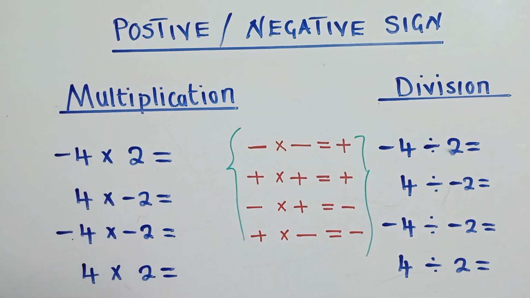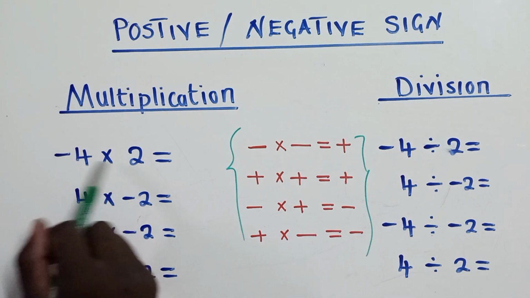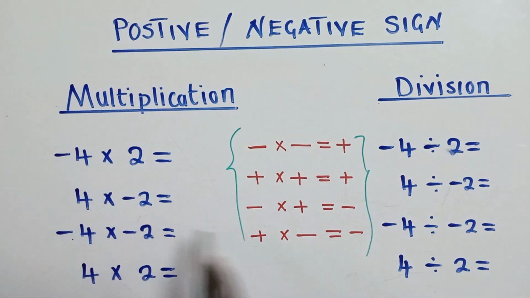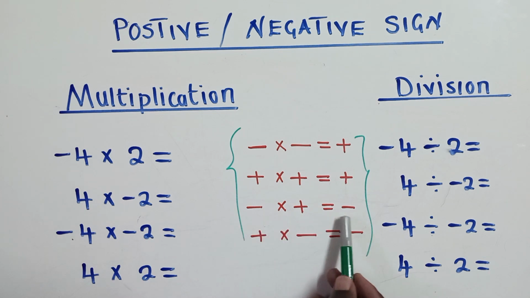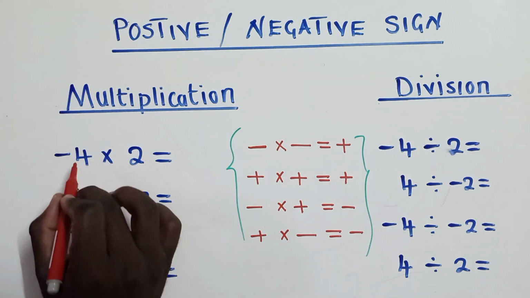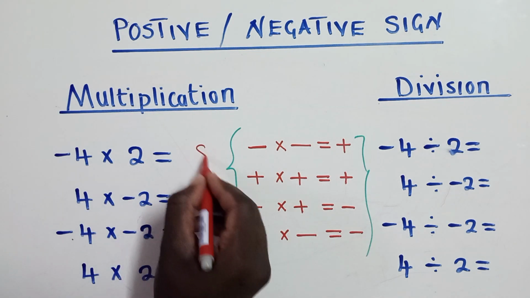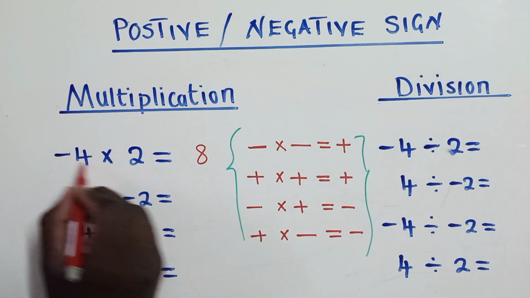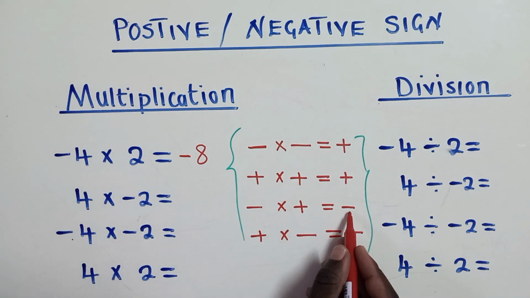Negative 4 times 2. What sign do we have here? It's a negative. Here, it's a positive. Are they the same? They are different. So it's falling right here. Different signs, you get a negative sign. So we're going to say 4 times 2. What are we getting? It's 8. And what sign do we have? It's a negative because different signs, you always get a negative answer.